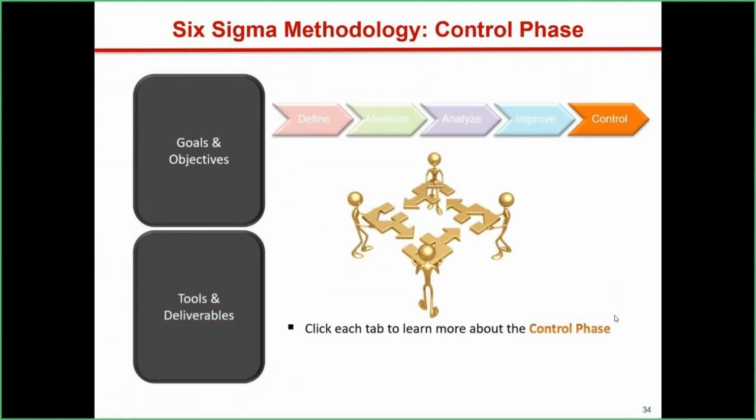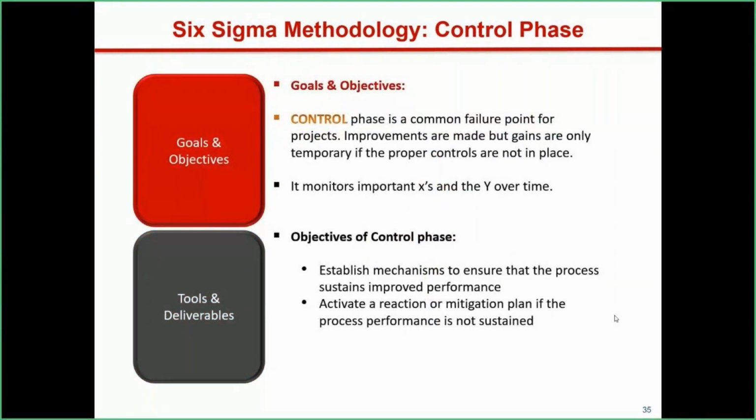Last but not the least, we'll be doing the control phase. The control phase is a common failure point for projects. Improvements are made, but gains are only temporary if the proper controls are not in place. It monitors the important X's and Y over time. The objectives are to establish mechanisms to ensure that the process sustains improved performance, and activate a reaction or mitigation plan if the process performance is not sustained.